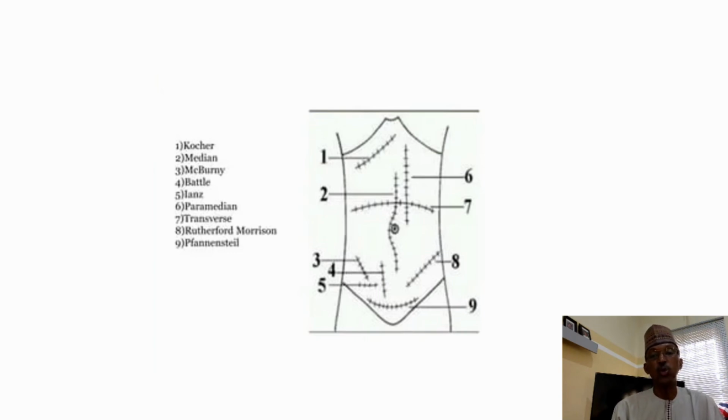This is what we call exploratory laparotomy. This exploratory laparotomy incision is being done along the midline. That means the incision is done along the linea alba. Linea alba is a midline structure, between the rectus abdominis muscles.